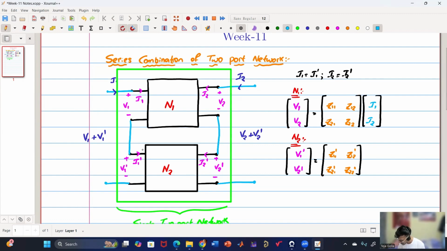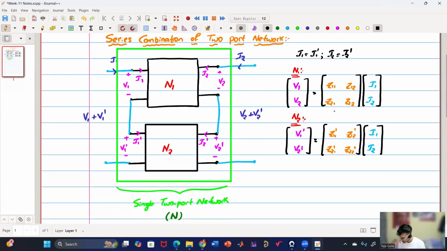The currents are I1 dash and I2 dash, which are the same as I1 and I2. So now, if you see, I can add these two, because on the RHS I have certain things to take common. On the LHS I want V1 plus V1 dash, and here also V2 plus V2 dash. If I take Y parameters, it would be difficult for me to add V1 and V1 dash because there will be a Y matrix here. That's why we are considering Z parameters here.